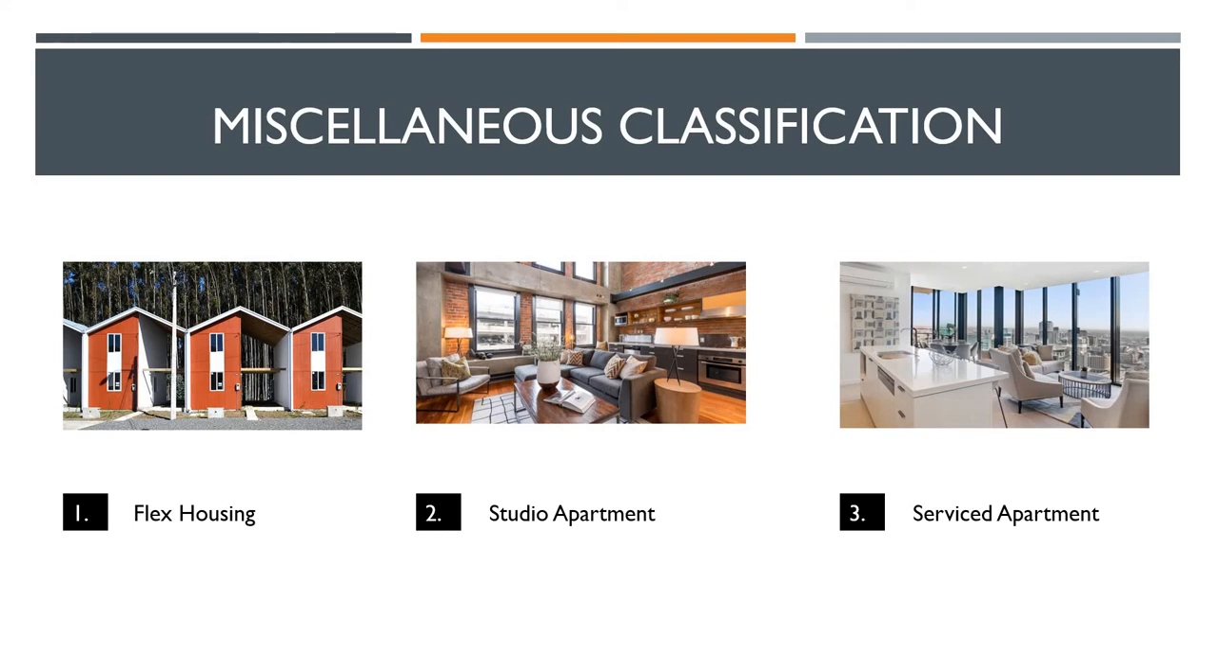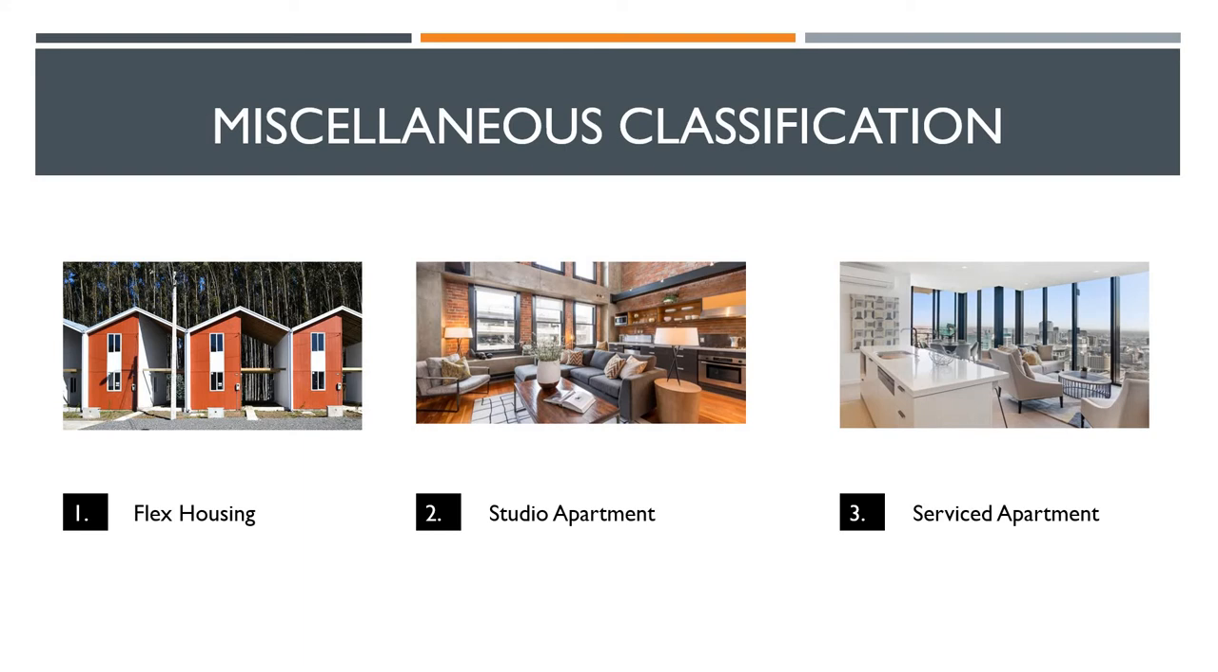Flex, as the term says, is flexible. In the picture you can see that it looks like half a house. That means the house can be increased as per their flexibility. The second is a studio apartment, very famous in the US. You have a single room and it is a multi-purpose kind of room. These are also known as micro flats.